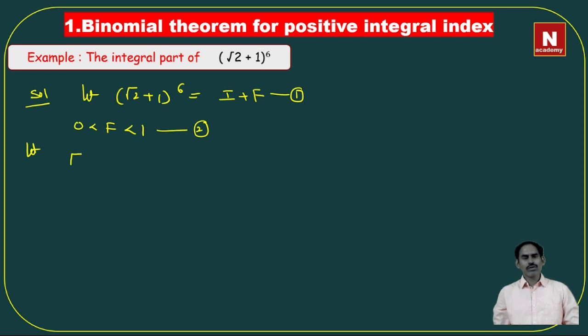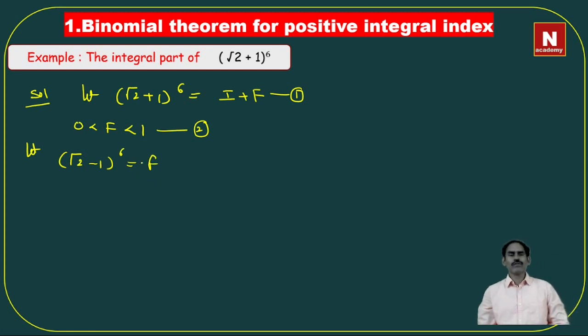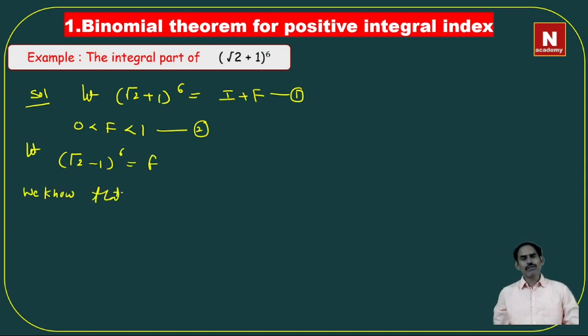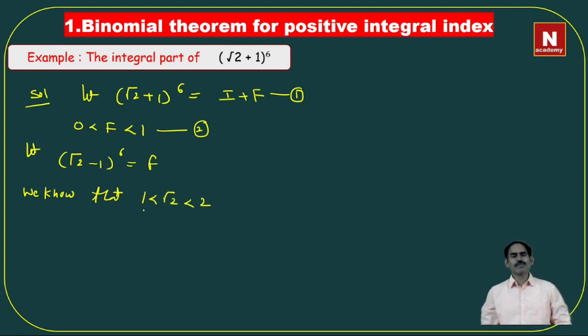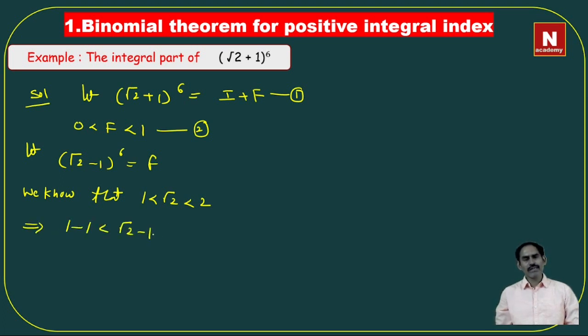Now we are assuming this is the procedure. Let (root 2 minus 1) whole power 6 be small f. Now we are going to find the range of small f also. We know that 1 is less than root 2, which is less than 2. The root 2 value always lies between 1 and 2 because it is 1.414. So taking minus 1 on both sides, 1 minus 1 is less than root 2 minus 1, which is less than 2 minus 1. 0 is less than root 2 minus 1, which is less than 1. Taking power 6 on both sides, 0 power 6 is 0, less than (root 2 minus 1) whole power 6.